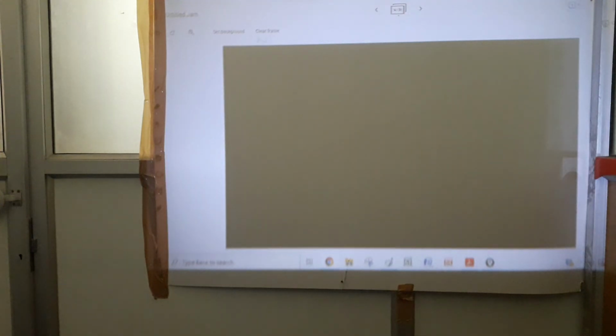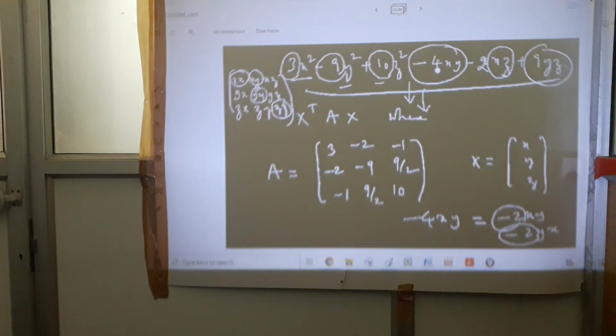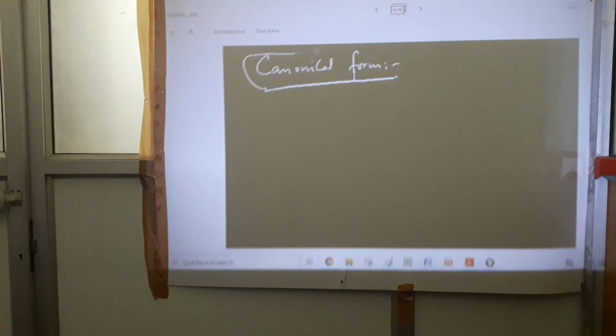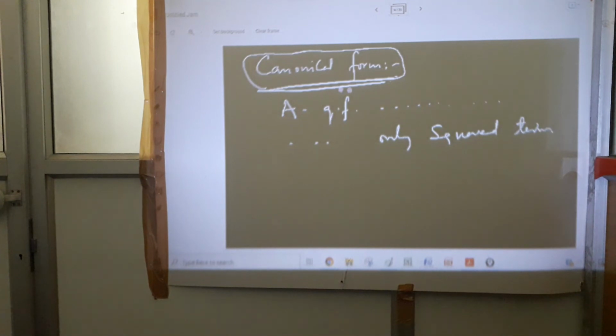Now there is one more important concept called canonical form. Whatever quadratic form is given to us, we will write that quadratic form into matrix form, and after writing it in matrix form, it will be easy for us to bring it into canonical form. What is canonical form basically? A quadratic form is called canonical form if it contains only squared terms. No product terms should appear.